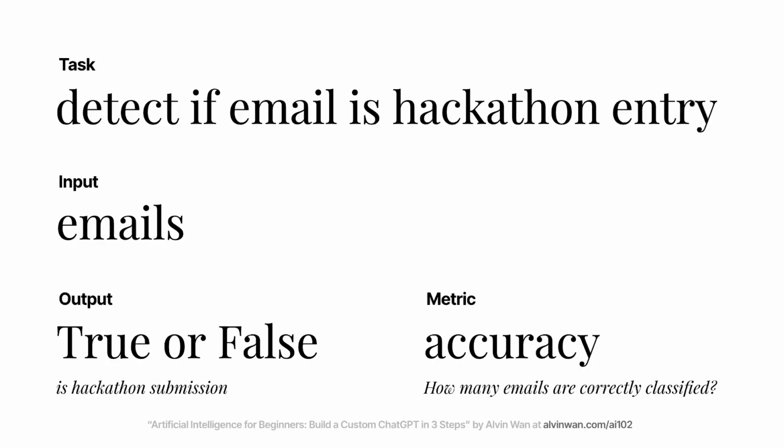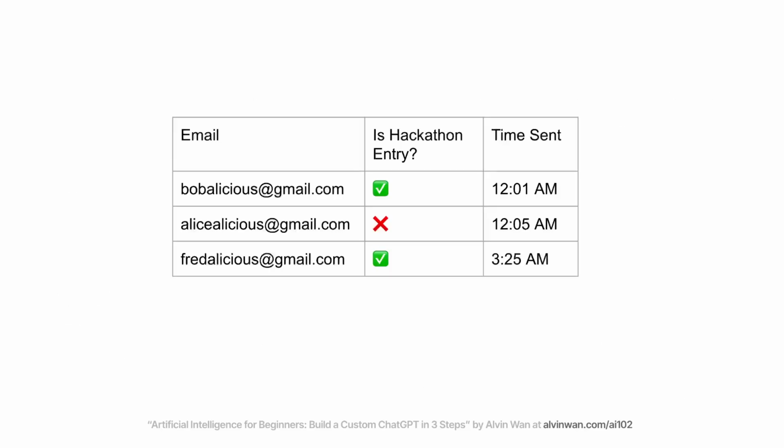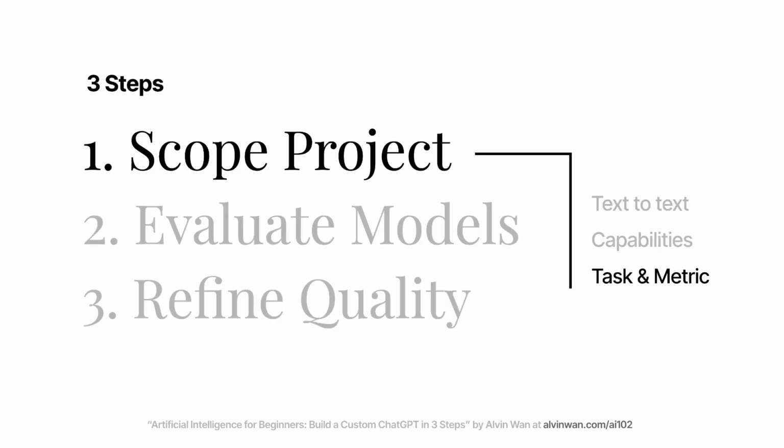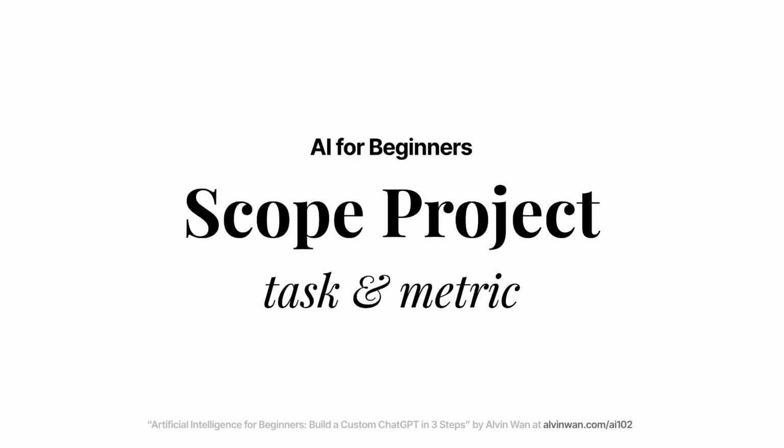Now, using AI, we can generate a table of data, and voila, it's now much easier to determine which late submissions to accept at scale without having to read all 100 emails to find the hackathon entries. In summary, define the task, the input to your AI, the output of your AI, and the metric, which determines how good your model's outputs are. That concludes this lesson. In this lesson, we finally defined your project after scoping down, and that additionally concludes the first of 3 steps. You've now scoped your project, and we're ready to get started on it.